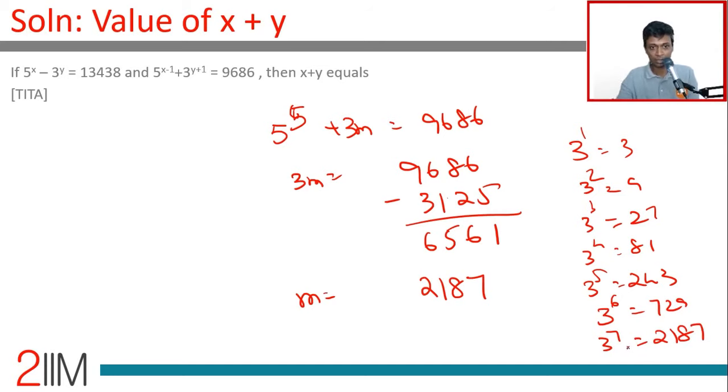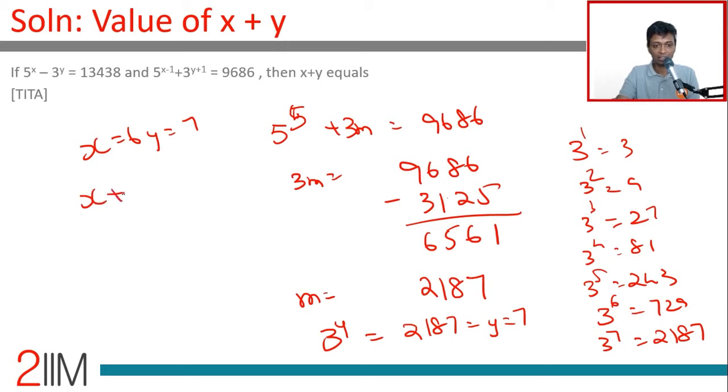M is 3 power y. 3 power y is 2187, or y is 7. We got x to be 6. X is 6, y is 7. X plus y is 13.